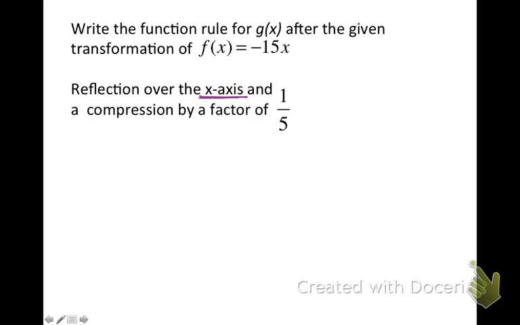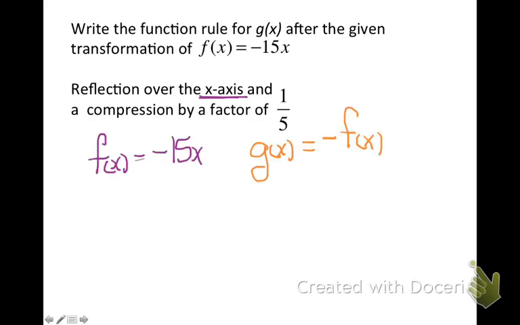Well, remember that reflecting over the x-axis means that you change the sign of your y value, or your whole function. So let's do our reflection first. If f of x is negative 15x and g of x is a reflection over the x-axis, then that means it's a negative f of x.